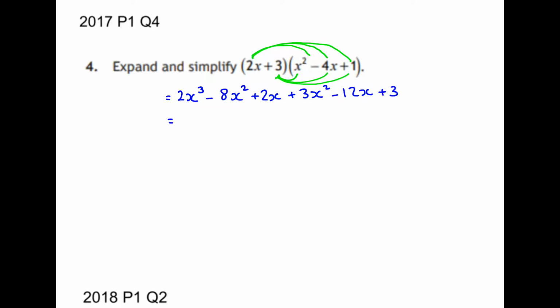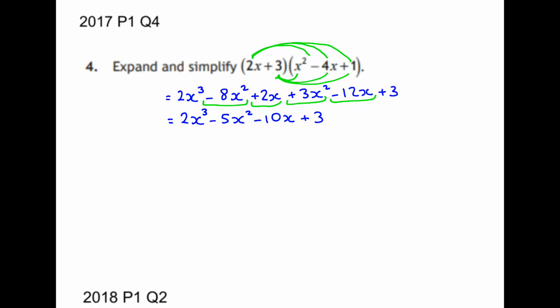Now we need to simplify. So remember, we write the highest power of x first, so that's going to be our 2x cubed. Then if we look at x squareds, we've got a minus 8x squared there and plus 3x squared there. So that gives us minus 5x squared. Then in x's, we've got a plus 2x and a minus 12x. So that gives us a minus 10x. And then on the end, we've got a plus 3. So that's all we need to do for that one.